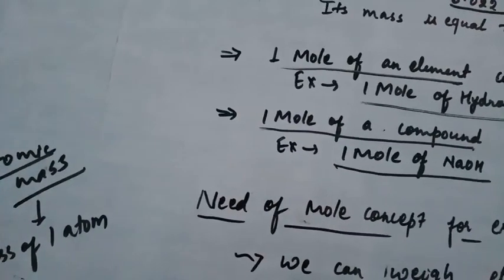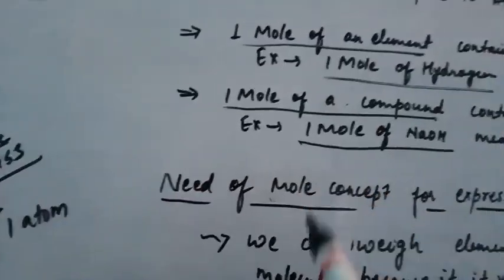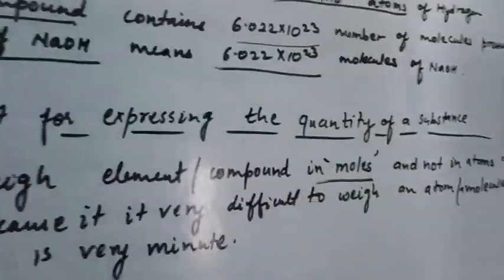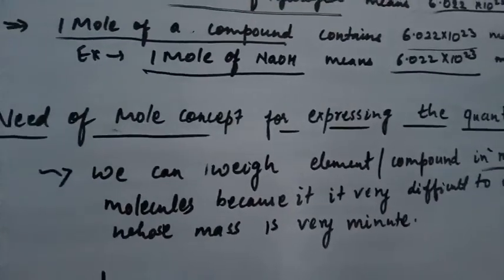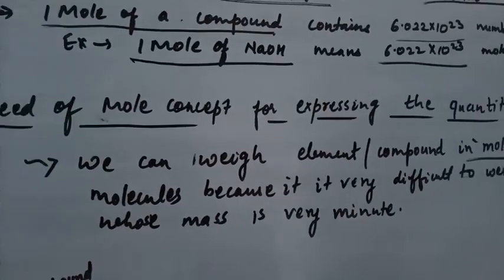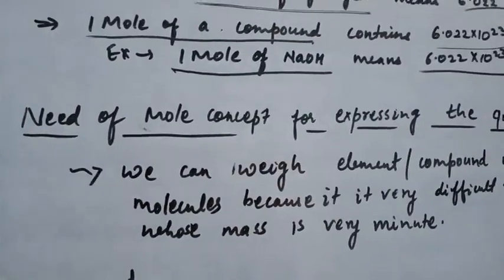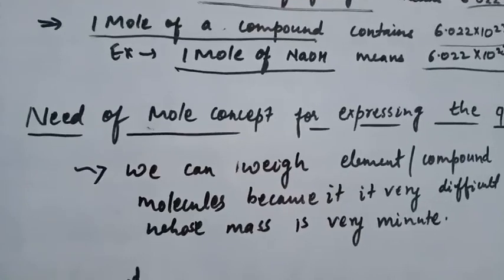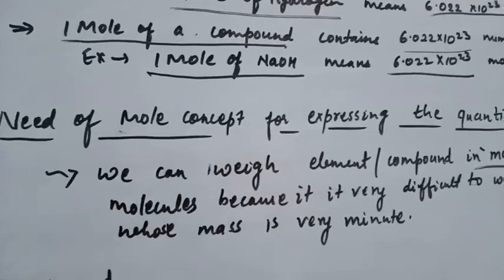Hence, it is very easy to express the quantity of substance in 1 mole and not in just one atom or a molecule, because it is very difficult to weigh an atom or a molecule whose mass is very minute. That is why we express atomic mass or molecular mass in amu, that is atomic mass unit, because whatever the mass we get of an atom or a molecule, it is very much minute.